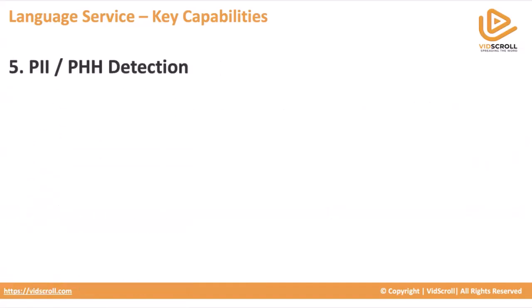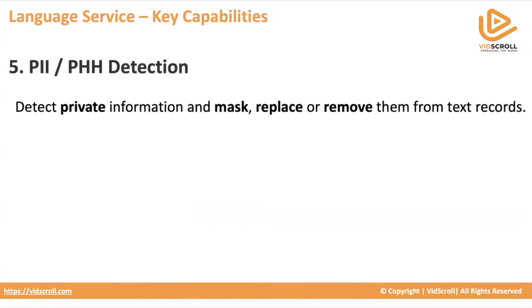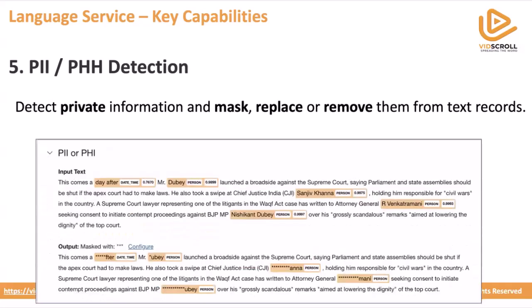The next is PII and PHI detection. It can detect private information from the provided text and mask it, replace it, or remove it from your text. Maybe you have provided a text.